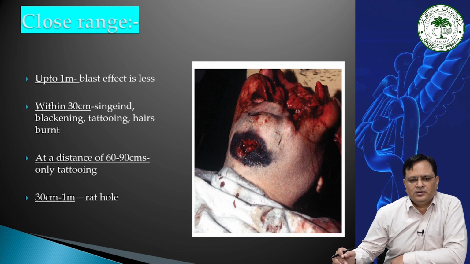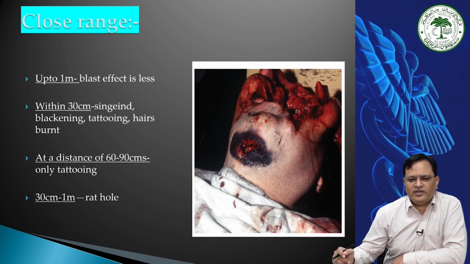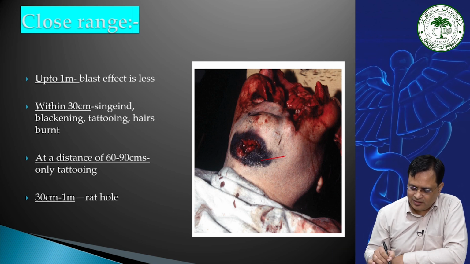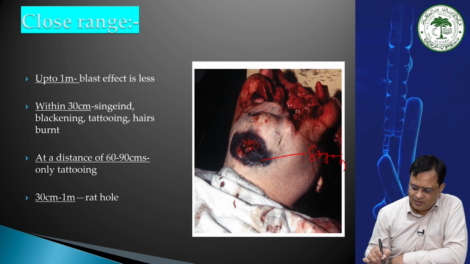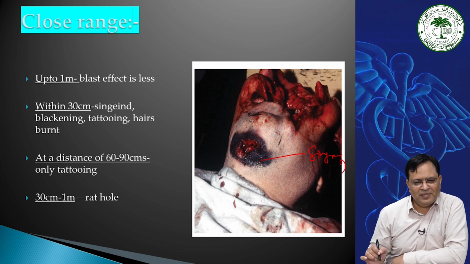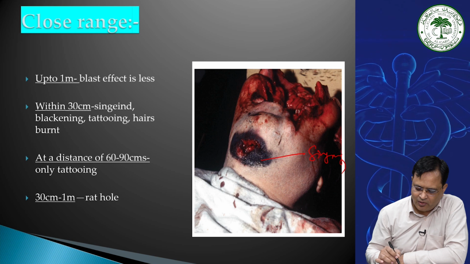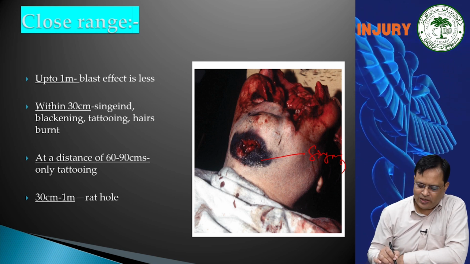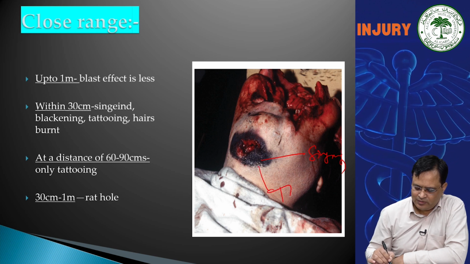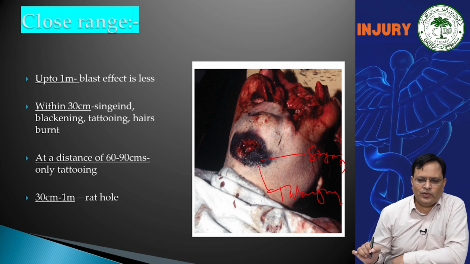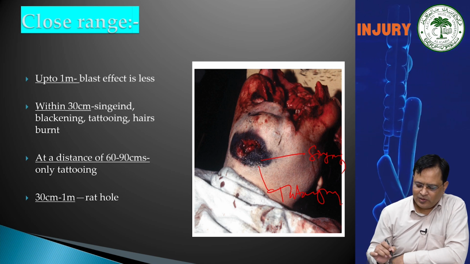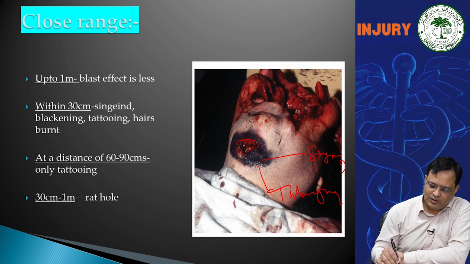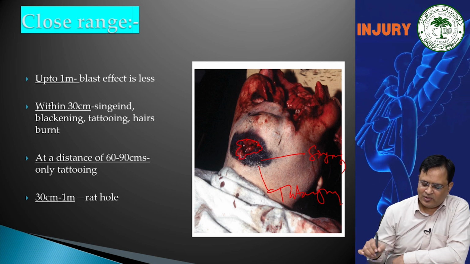Close range is up to 1 meter. Blast effect is less. Within 30 centimeters, singeing. Here you can see the singeing. Singeing is there, and blackening, tattooing, hair burnt, all is there. At a distance of 60 to 90 centimeters, only tattooing is there. Tattooing is also there. Then there is a rat hole. Sometimes you can find a rat hole, meaning a central hole with irregular margins, you can see, not a circular margin.